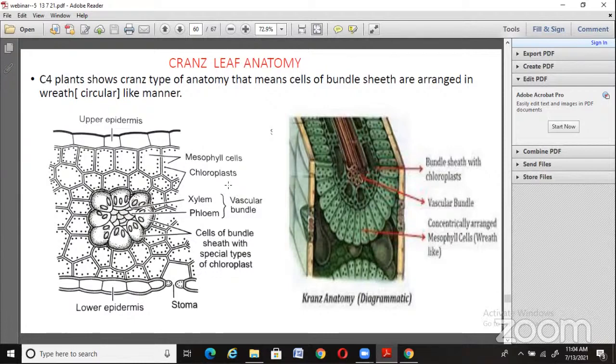in escaping photorespiration. That's the next. These are the adaptations.